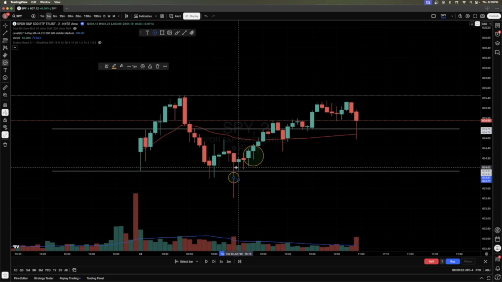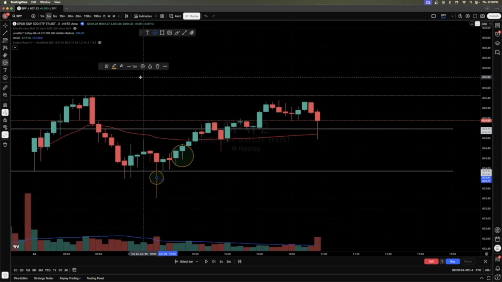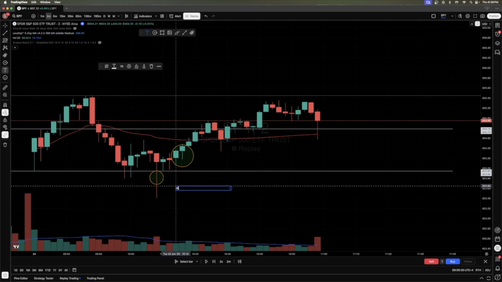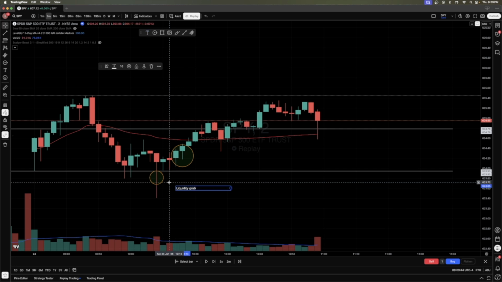Markets are tricky. The job of the market is to make as many traders look as foolish as possible. In hindsight, it makes sense, but when it's happening in real time, this can be really frustrating. You see a liquidity grab and then a follow through.